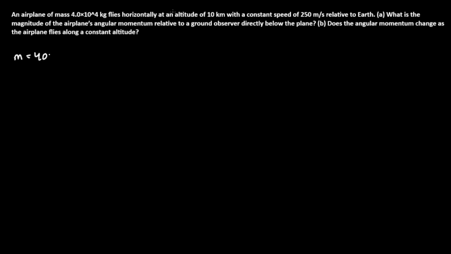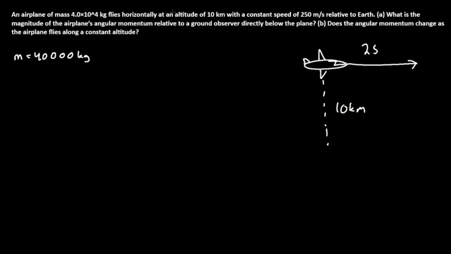We know that the mass of the airplane is 40,000 kilos and it has an altitude of 10 kilometers above some ground. So let's draw the airplane. I don't think this airplane will fly if it took off, but this is our airplane and it is 10 kilometers above the ground, with a constant speed of 250 meters per second relative to the Earth. So it's just traveling horizontally at a speed of 250 meters per second. What is the magnitude of the airplane's angular momentum relative to the ground observer?